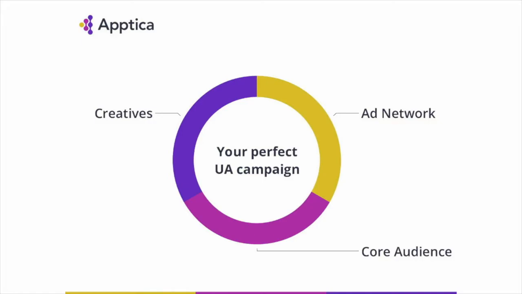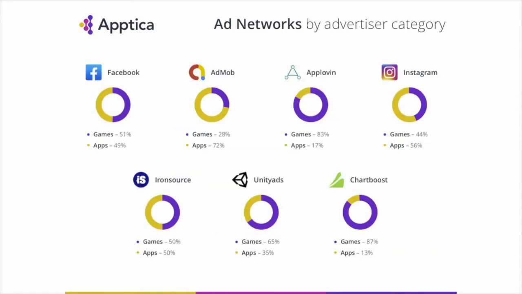And then, first, just as I mentioned, we would need to speak of the networks. And of course, you can go and study the market. It, of course, depends on whether you have a gaming application or a non-gaming application. And here on this graph, you can see that based on the third quarter data that we have within Apptica, 72% of the non-gaming apps advertise through AdMob, while if we're looking at AppLovin, it has 83% of the gaming apps.